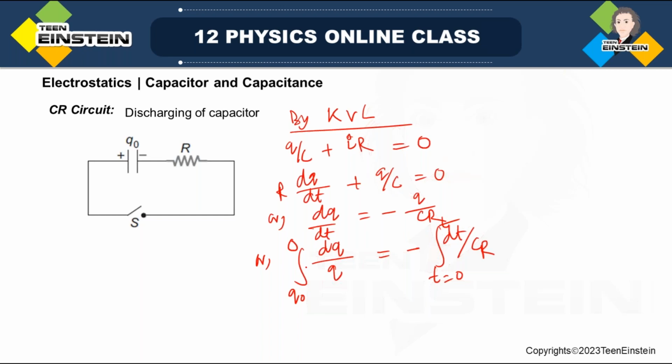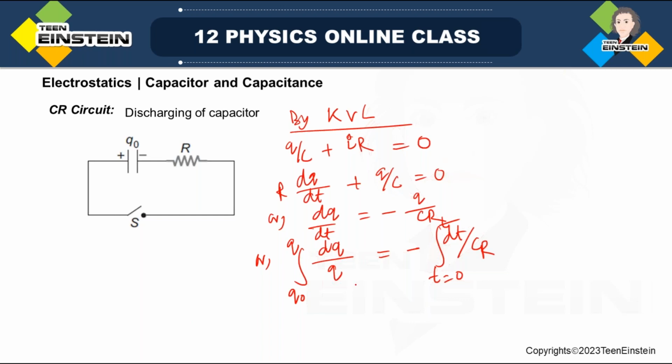In fact, what I'm trying to do, at any instant of time, I'm not taking infinity. If I take t equal to infinity, then it will obviously be 0 here. Charge will be 0. But I'm not taking infinity, I'm taking any intermediate time. So this will be q, say.